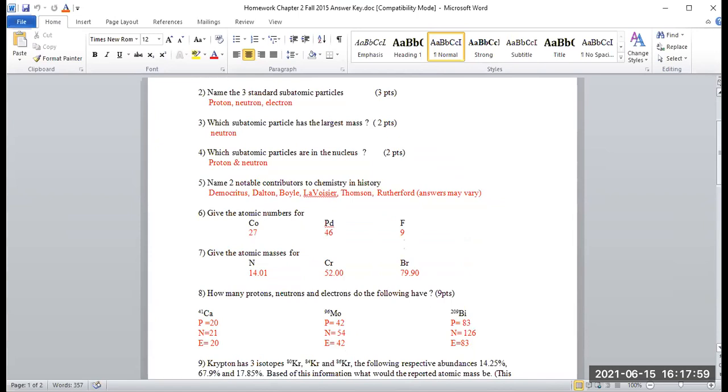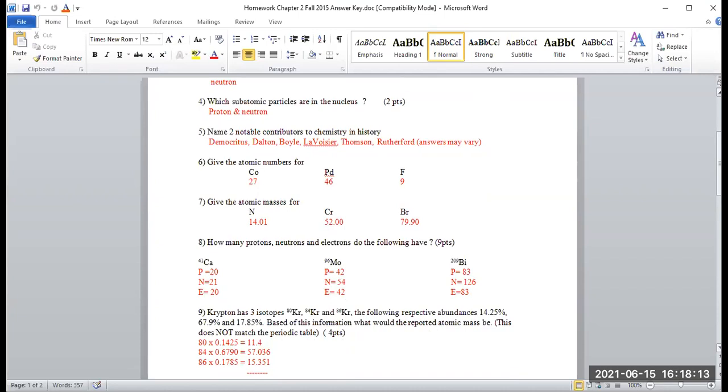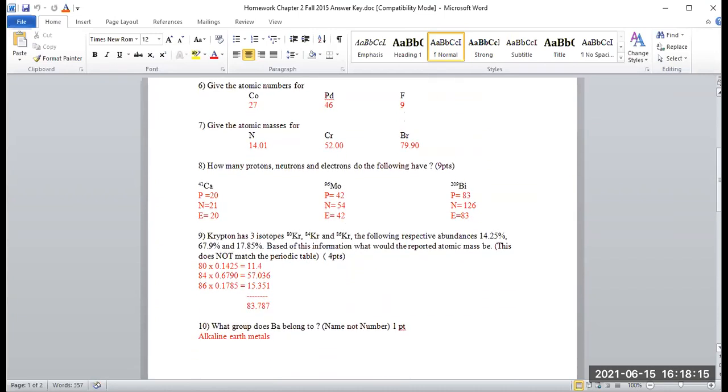Then I switched to a different piece of information from the table, atomic masses. So 14.01 for nitrogen, 52 for chromium. If you gave me the unrounded version, that was fine. And bromine being 79.9. I gave you a specific isotope. These are not necessarily the most common isotopes on a given element.